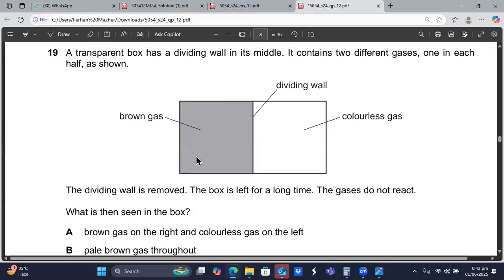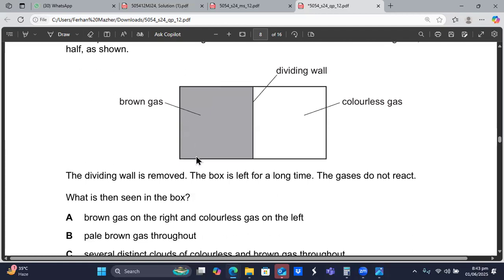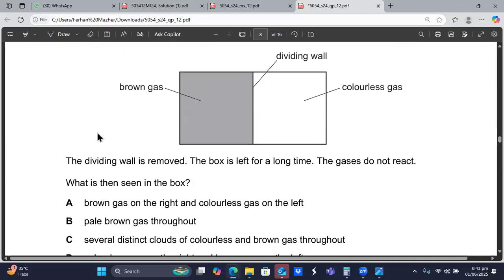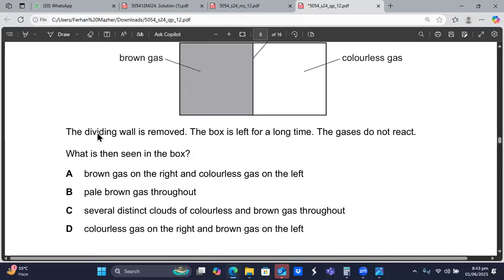The dividing wall is removed. The box is left for a long time. The gases do not react. What is then seen in the box? So when they diffuse into each other, what will happen? This is their question. Okay, so what is then seen? Brown gas on the right and the colorless gas on the left.